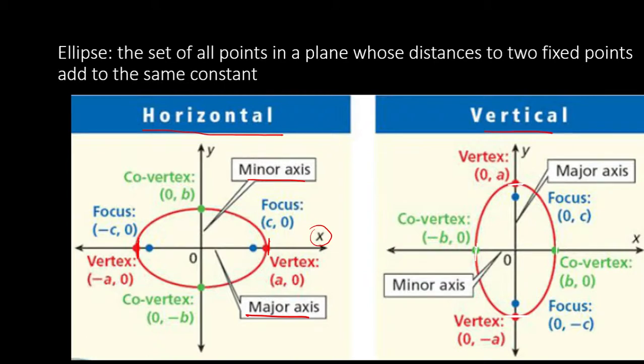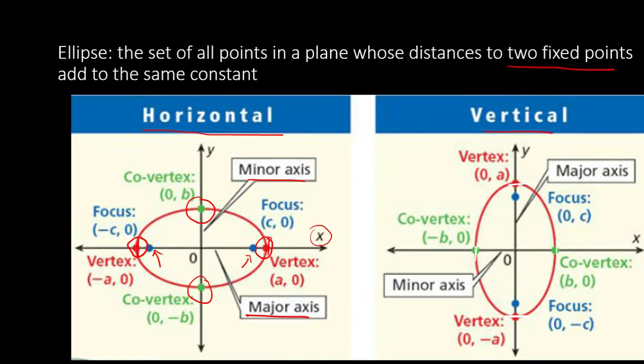Now you all know what vertices are, but in this case we talk about vertices as the endpoints of the major axis, because we need a way to tell the difference between the points in red and the points in green. So the points in red become the vertices, which are the endpoints on the major axis, and the points in green become our co-vertices, which are the endpoints of the minor axis. We also have our focus 1 and focus 2, which are the two fixed points referred to in the definition.